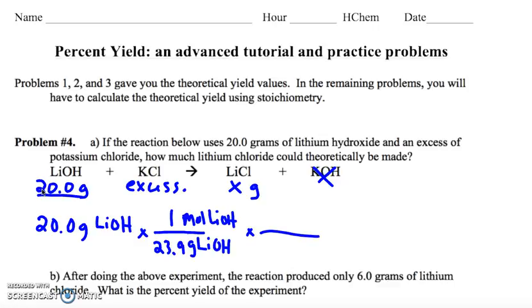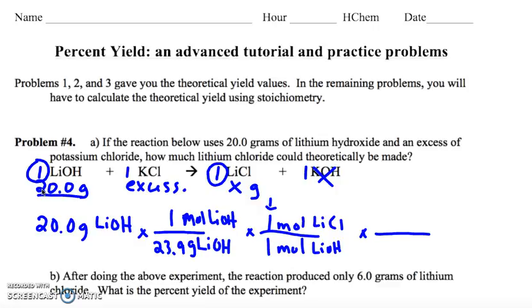The next fraction, we'll take our 1 mole of lithium hydroxide. The 1 mole I'm referring to here comes from the fact that this is a balanced equation of 1 to 1 to 1 to 1. So 1 mole of lithium hydroxide converts to 1 mole of lithium chloride. So these right here, of course, come from the coefficients of the balanced equation.